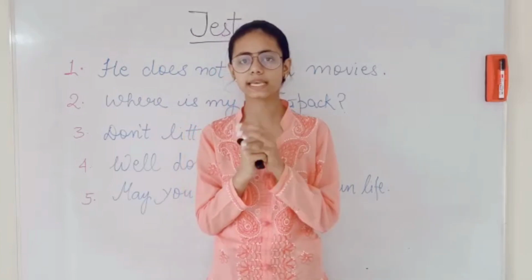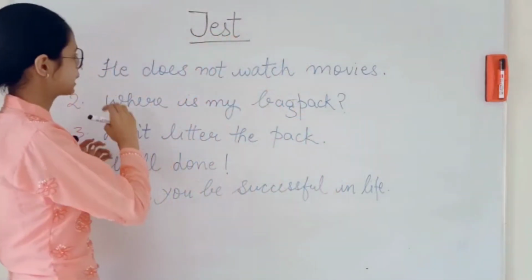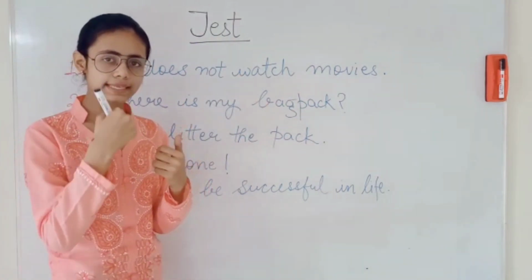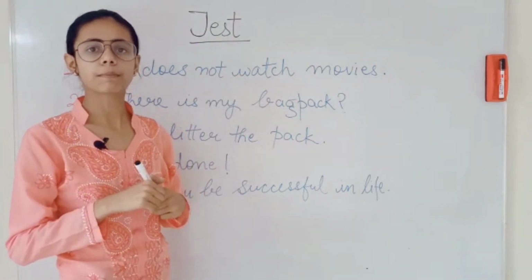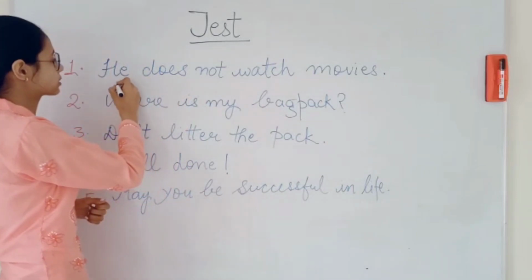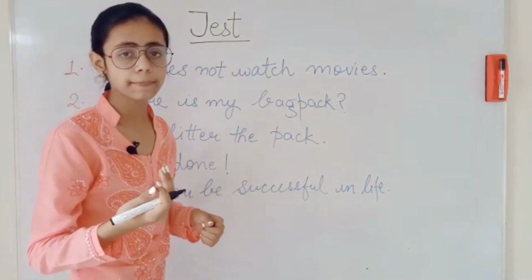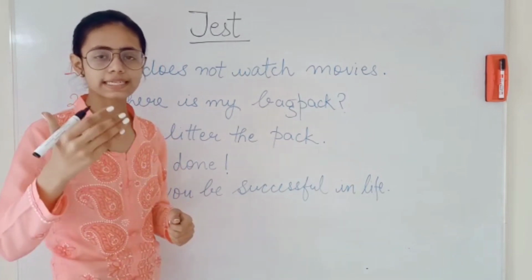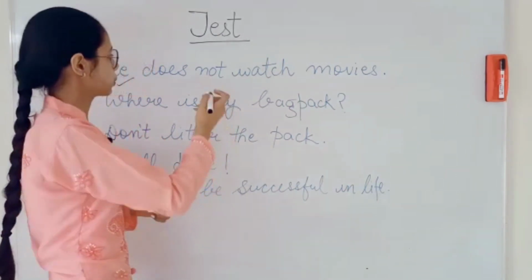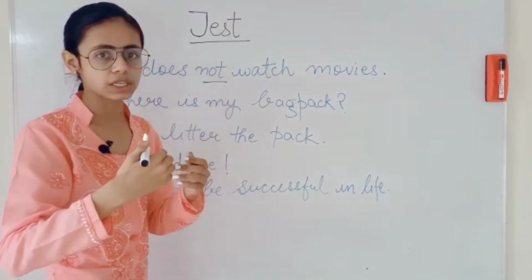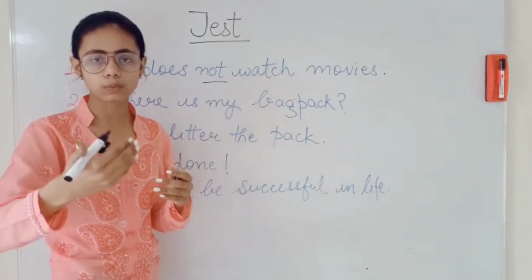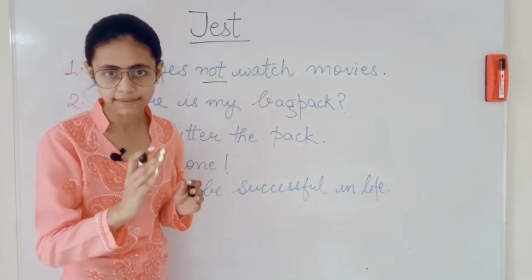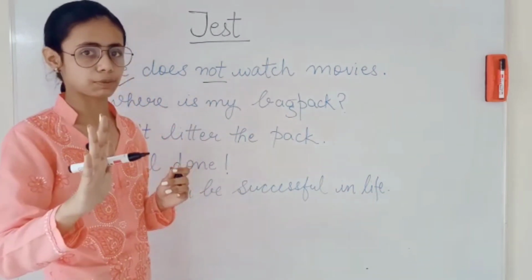So the first one says, he does not watch movies. So in this sentence, we are getting some information regarding our subject, and that is why it is an assertive sentence. Also, it is a negative one because we have a no here which says that he does not watch movies. So it is an assertive negative sentence. I hope you guessed it right.